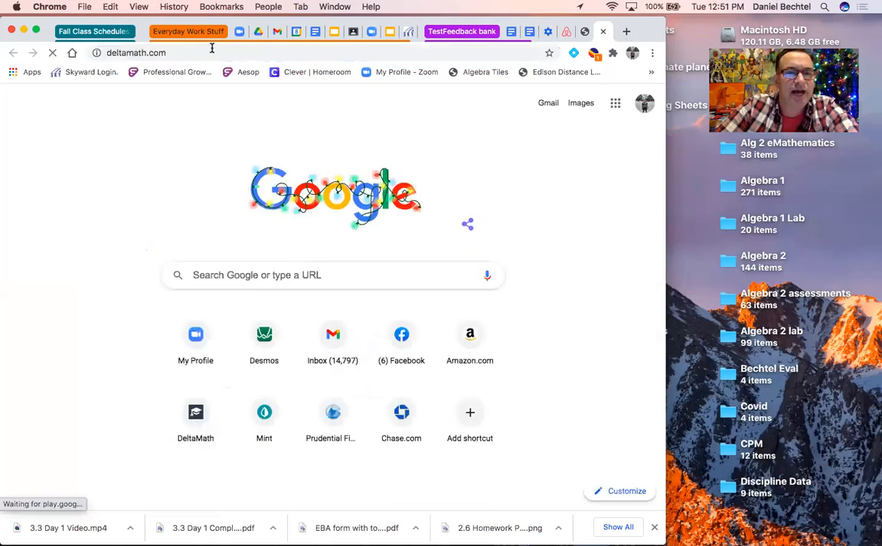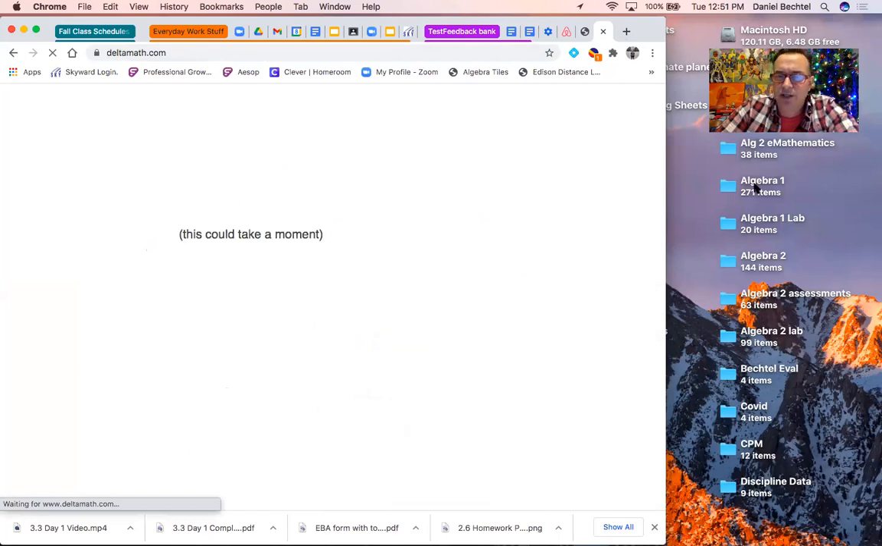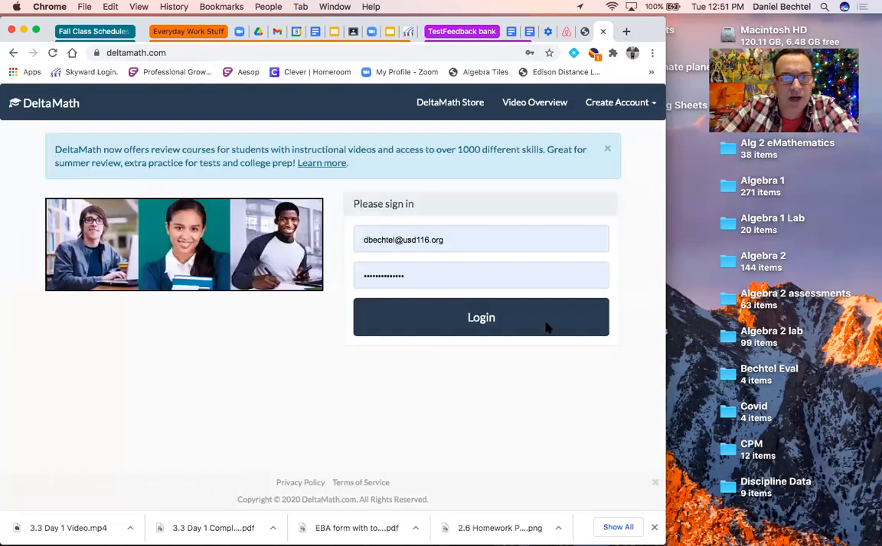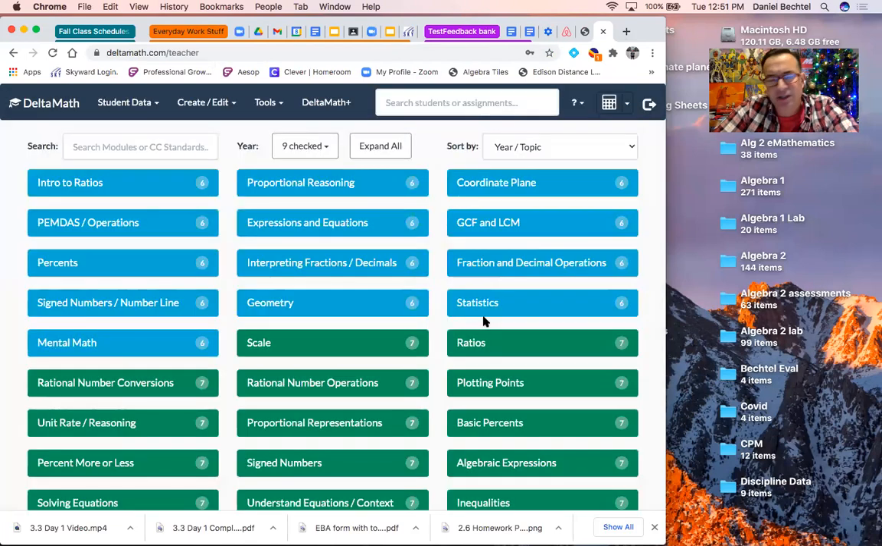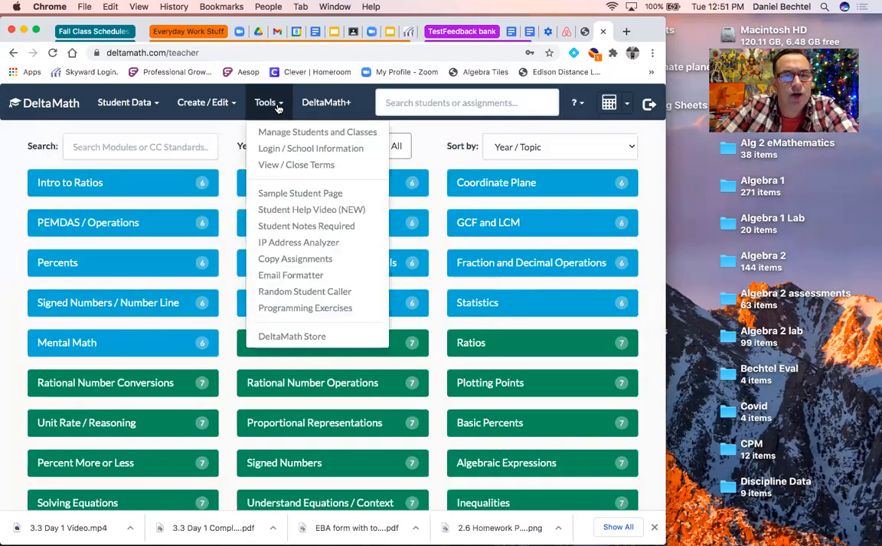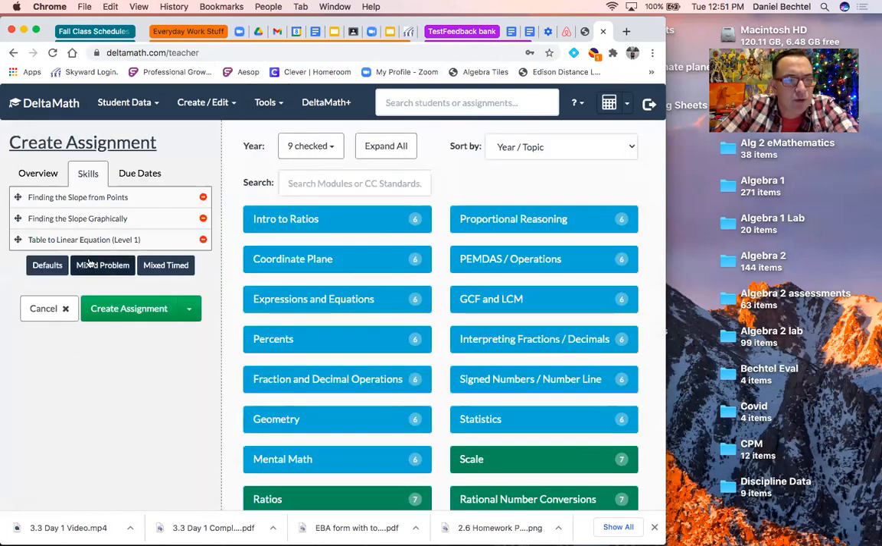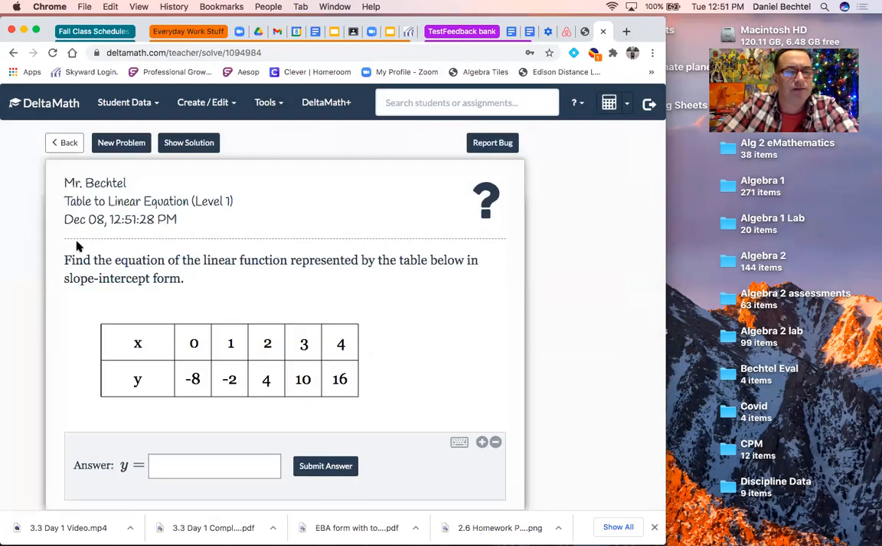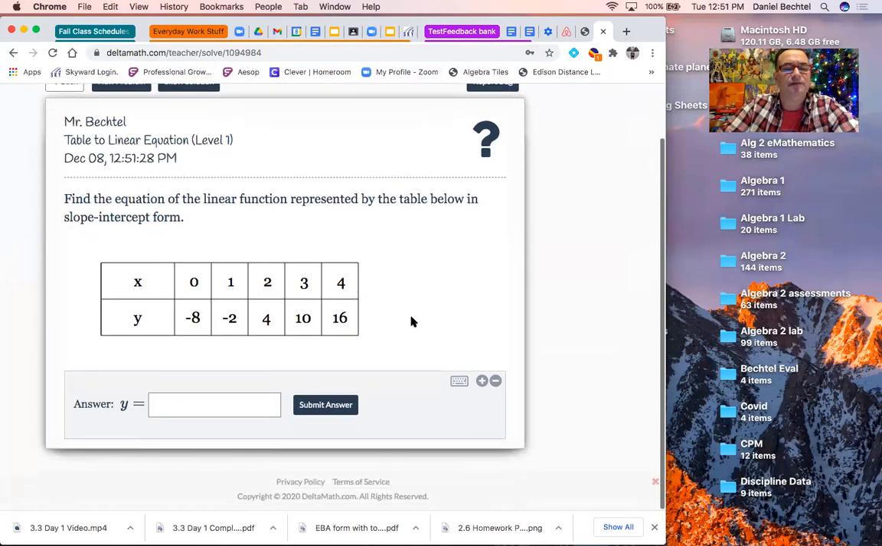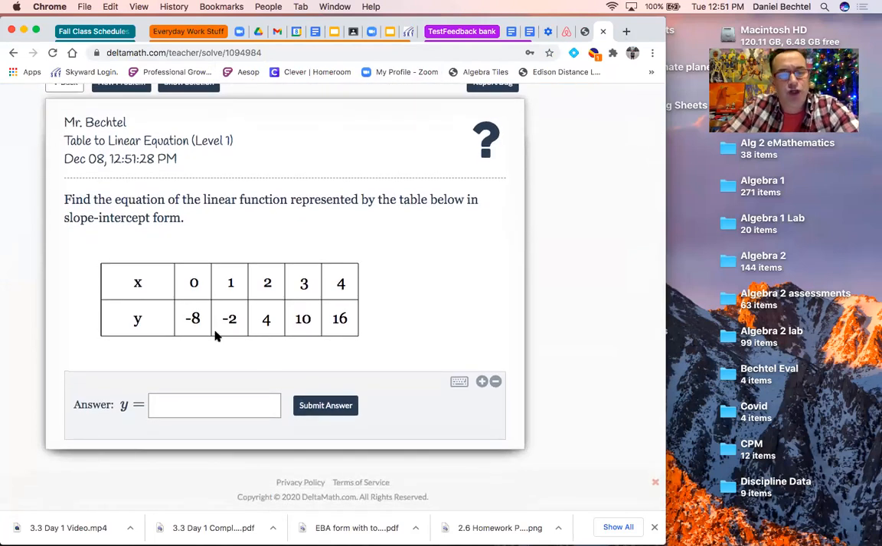We're going to go to Delta Math, and I want to take you through so we can look at the sorts of problems that we could see here. Okay, so logging in. We're going to look at the sorts of problems that we have for this. The assignment that we have is this one, and we're looking at table to linear equation level 1. Okay, so let's look at this for just a second. Now, it is harder to do some of these things here, but I think we should be okay.